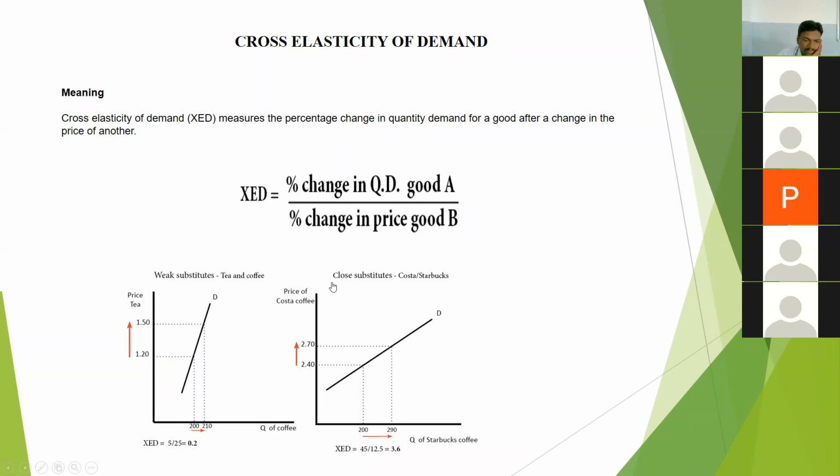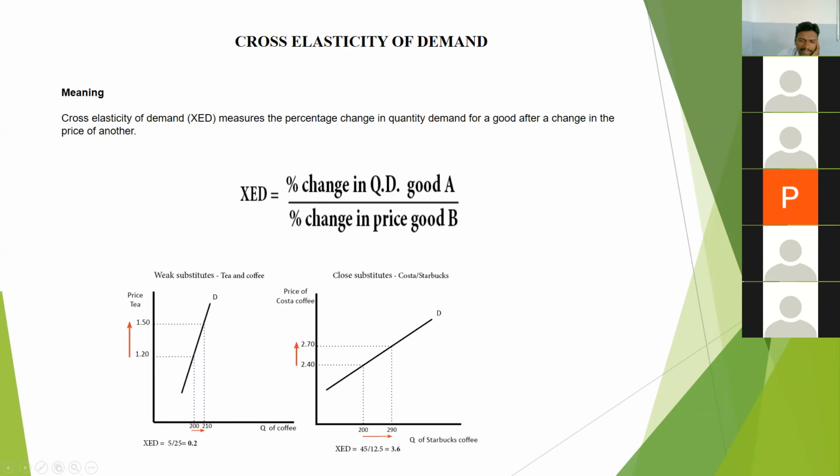Yes, sir. So here the answer is also there. I forgot to see this one. Okay, so what is our formula? Percentage change in quantity demanded of good A divided by percentage change in the price of good B. For weak substitutes, the percentage change in quantity demanded of good A is 5, and the percentage change in the price of good B is 25. So 5 divided by 25 is equal to 0.2, the cross elasticity of demand for this example.